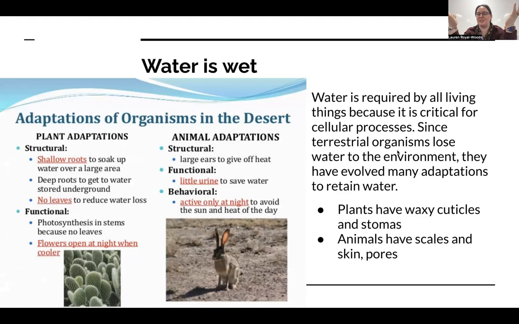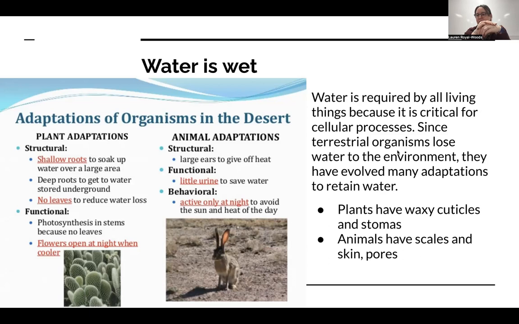So water again. So we just talked about temperature. Let's talk about water. Water is required by all living things because we're made of water and we need it for our cellular processes. How many times do we talk about water? A lot. And so anyway, since terrestrial organisms lose water to the environment, we've got to retain water. We don't want to dry out like a frog walking across a parking lot. And then you got a frog jerky thing there.